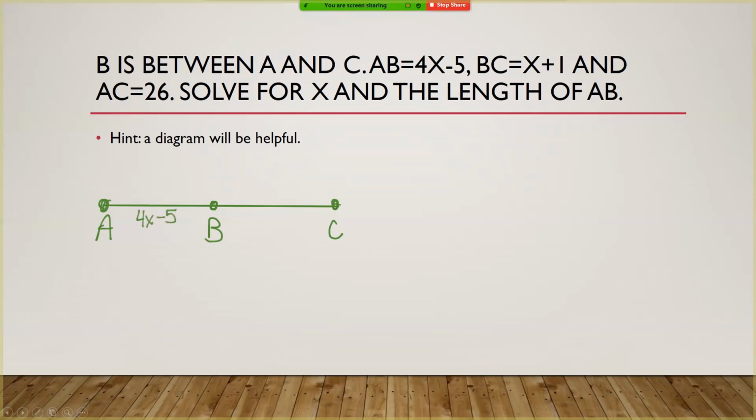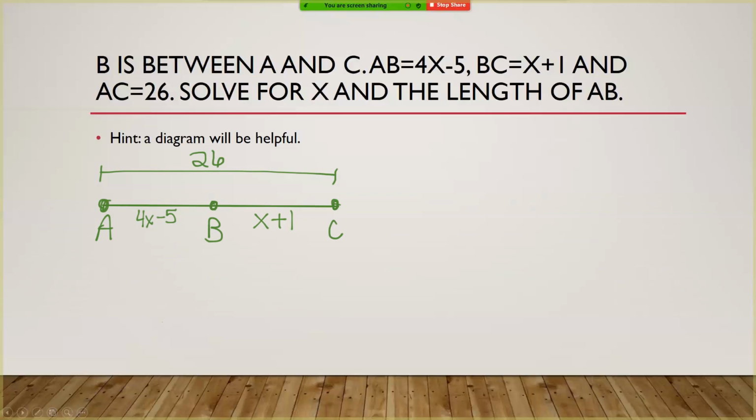So I'm going between A and B, and I'm going to label that as 4x minus 5. Then I'm going to go between B and C, and I'm going to label it x plus 1. We were also told that this entire distance from A to C is 26.